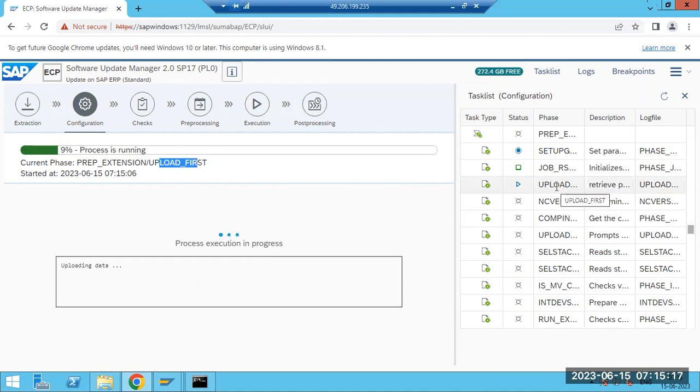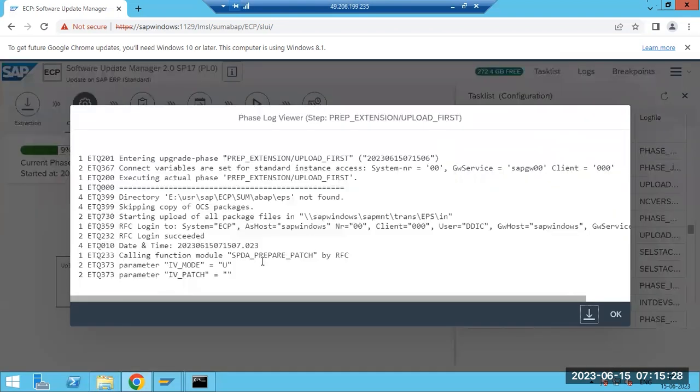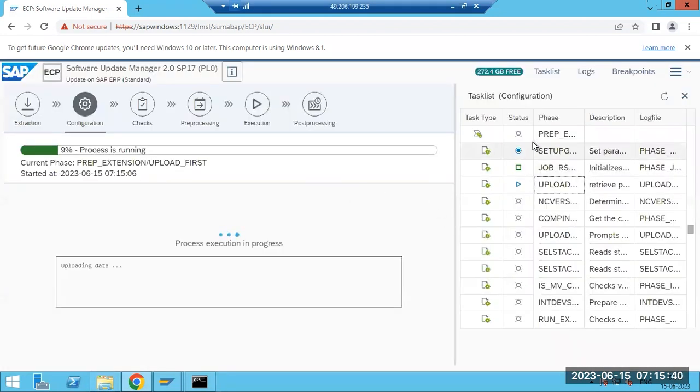So here what exactly happens? See here, this is the SUM tool. Here you can see the task list and the logs. Go to the task list here. What exactly is happening here? All the patches in the files in the EPS directory. It is reading and starting to upload all the packages in this EPS directory. It started, right?